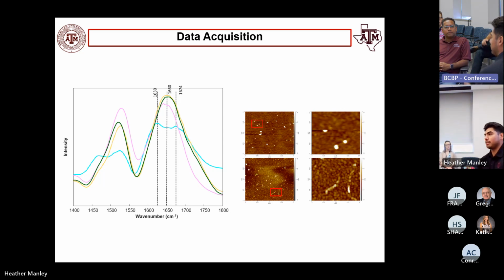At 1630, we can identify the parallel beta sheets, and the middle one, around 1660, is the alpha helical and the random coiling of the secondary structure. Lastly, we have 1674, which is related to the anti-parallel beta sheets.